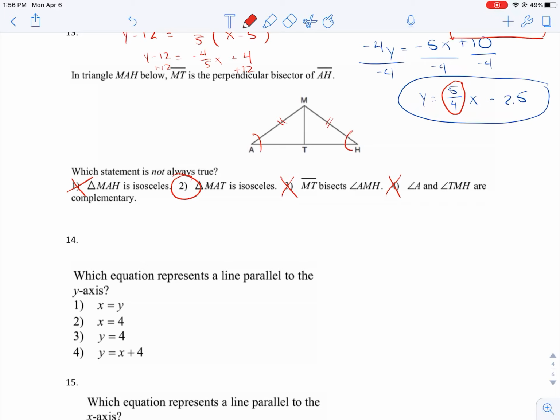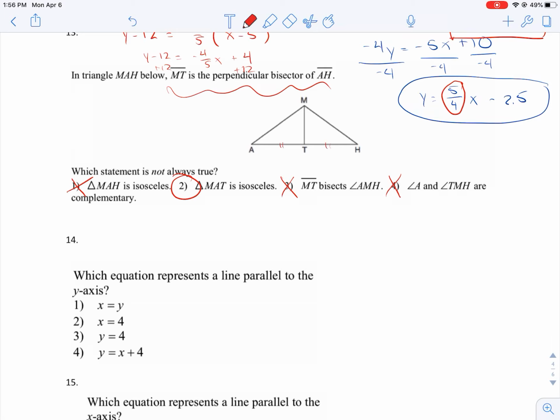So the only one that's not true is number 2. This goes back to when we're talking about isosceles triangles. When you have an isosceles triangle, don't forget, these two sides are the same, which means these two angles are the same. So when you draw this perpendicular bisector, which is also referred to as our altitude, not only does it split this side in half, but it also bisects these two angles as well. This only works for isosceles triangles, but it says MAT is isosceles. That wouldn't be true because that would mean that this side right here would have to be equal to these other two sides here, and it doesn't mention anything about that in this problem right here.